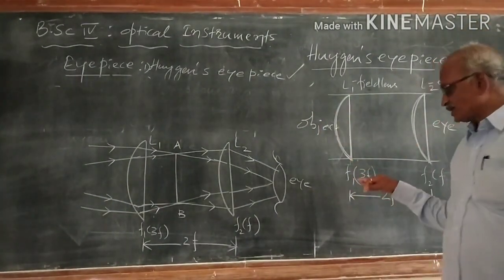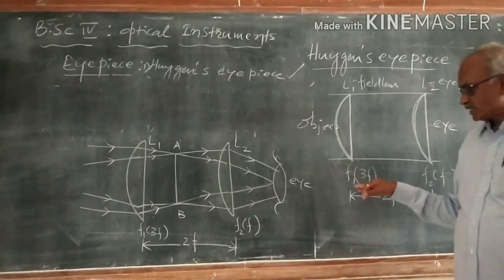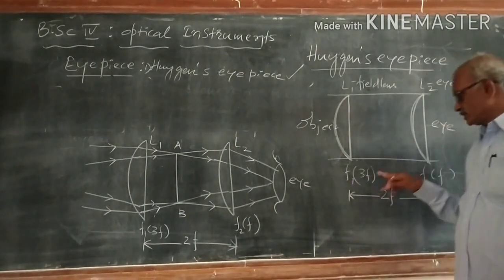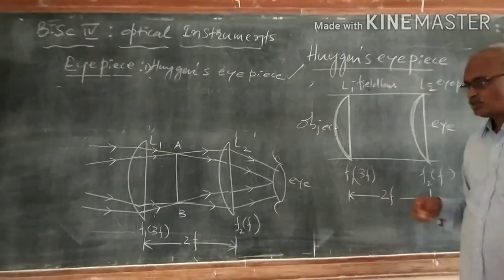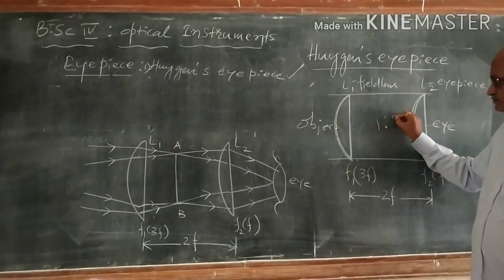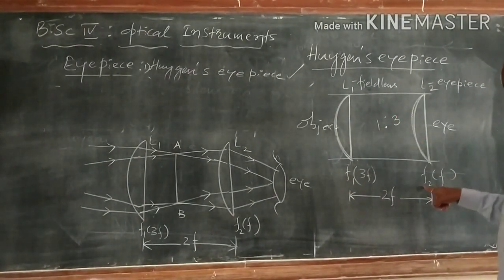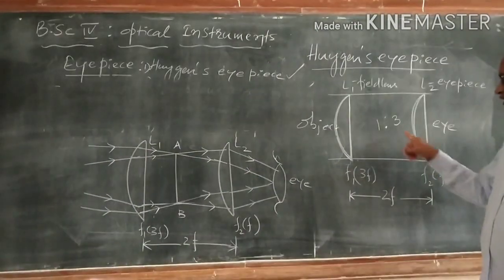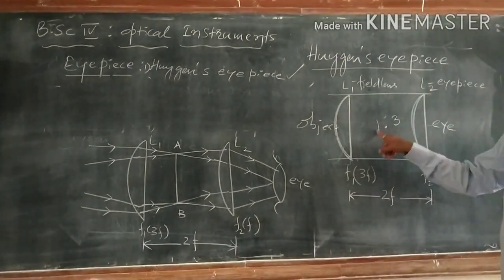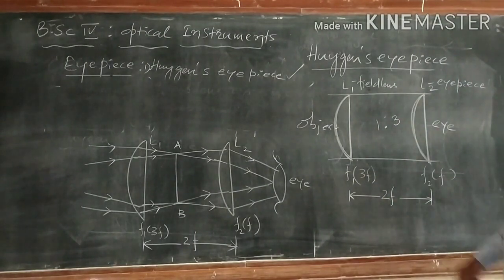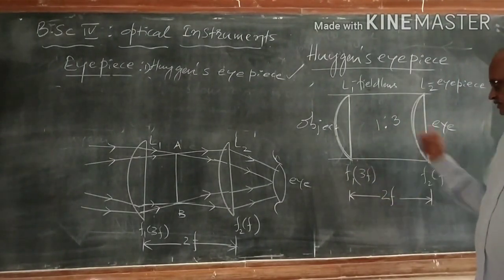And here, they are in the ratio: F1 is 3F and F2 is F. So F1 and F2 are in the ratio 3:1. F2 has focal length F, and F1 is 3F. Therefore, they are in the ratio 1:3. You can take it in terms of 3:1.